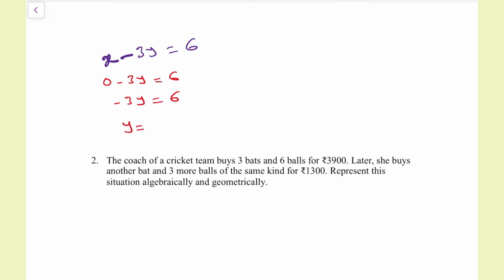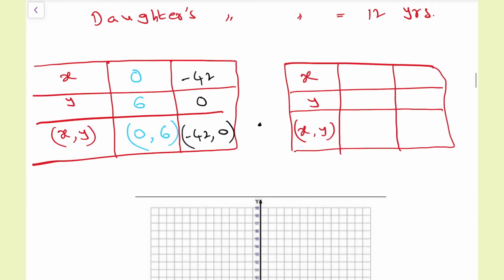Taking minus 3 to the right side, so 6 divided by minus 3, that is minus 2. So 0 is x and minus 2 is y. So here 0 and here minus 2. Then our point will become (0, -2).